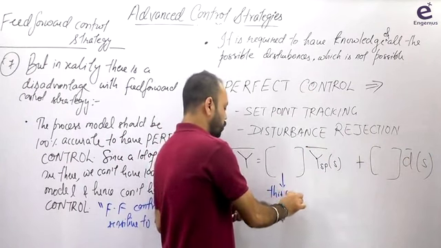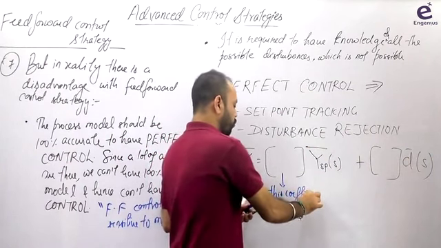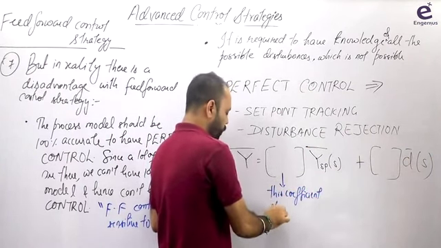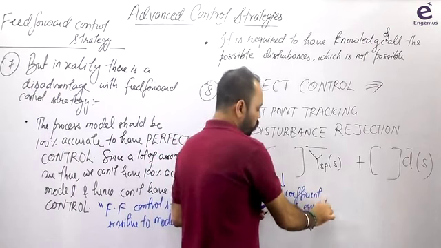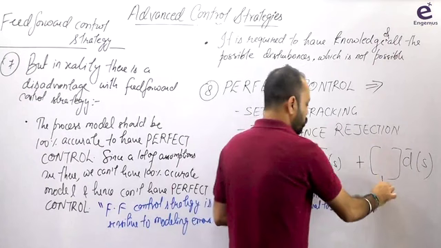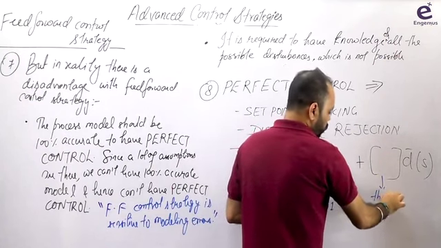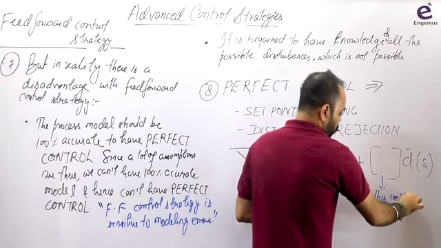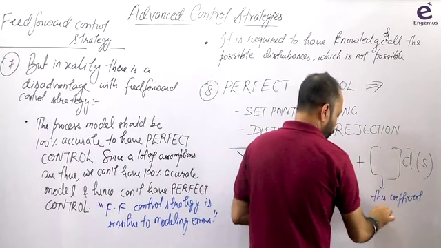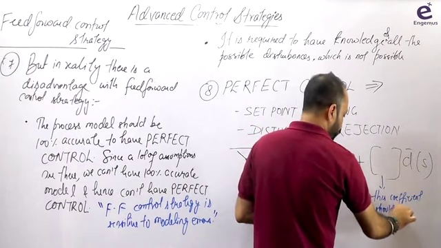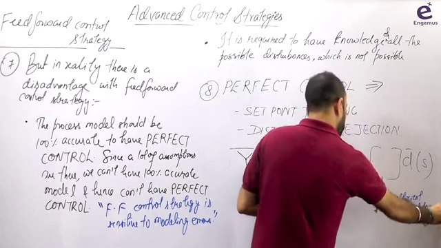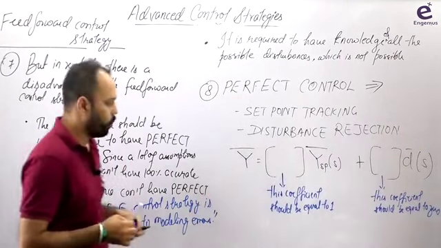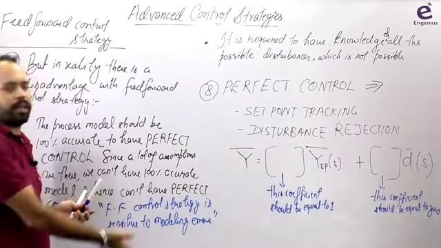So for perfect control, this coefficient should be equal to 1, and this coefficient should be equal to 0. We will apply this further ahead. Okay, disturbance rejection and set point tracking. Not a new thing; we have been doing this before.